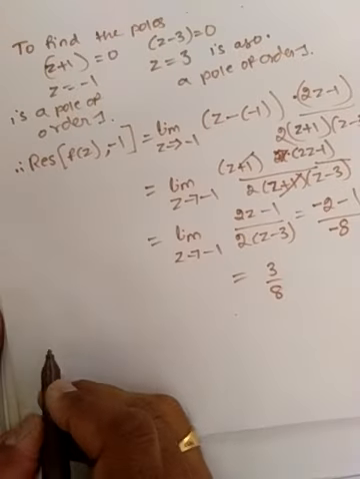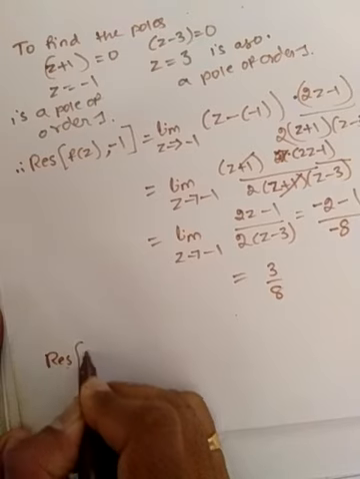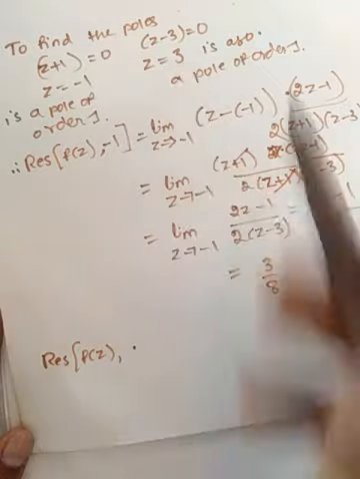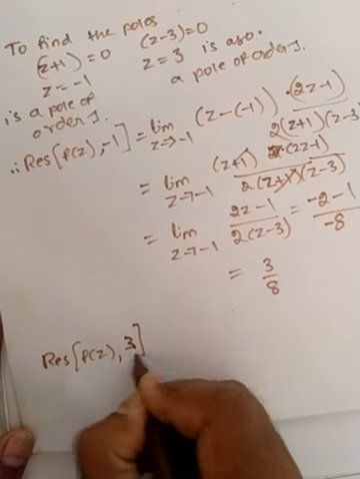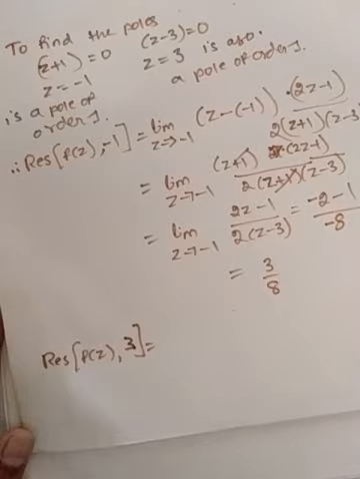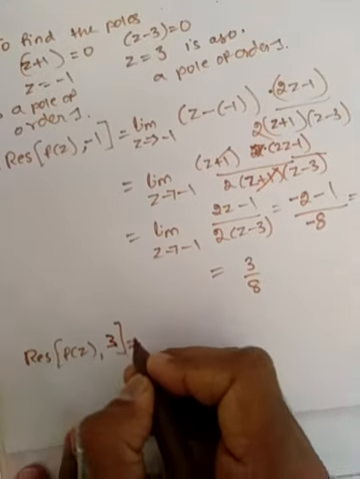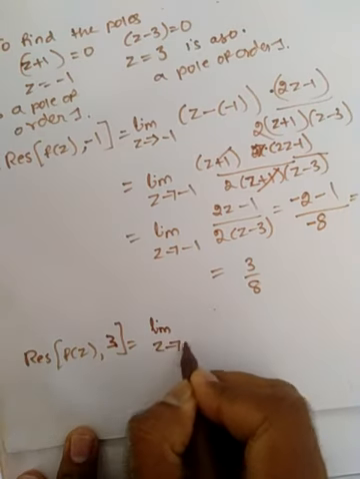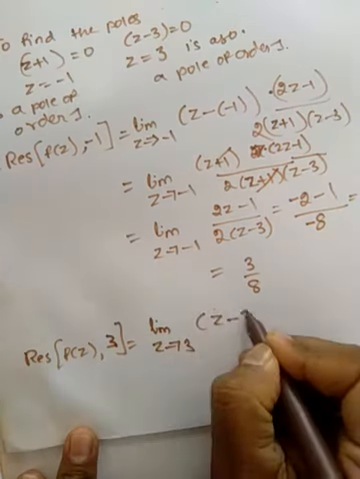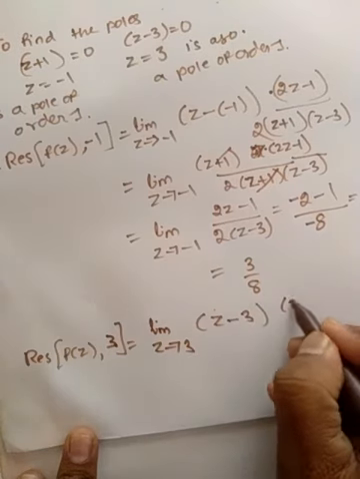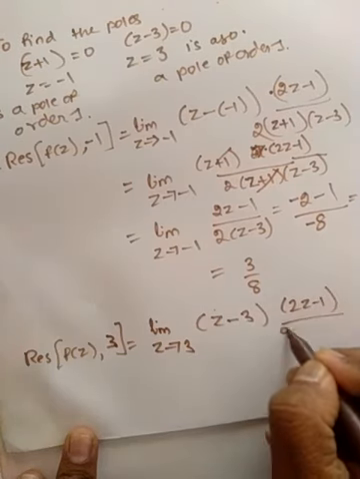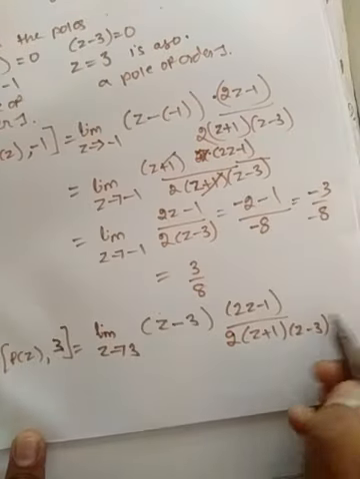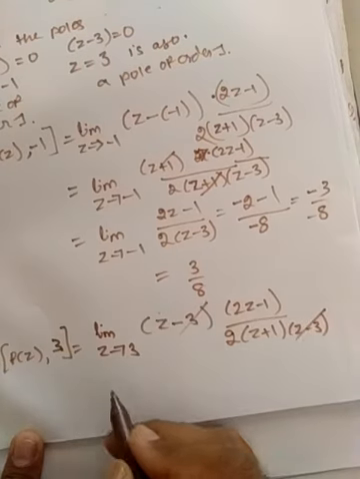Now similarly we calculate residue of f of z at z is equal to 3. Residue at pole 3 is equal to limit as z tends to 3 of (z minus 3) into f of z. f of z is 2z minus 1 divided by z plus 1 into z minus 3. Now this z minus 3 gets cancelled.